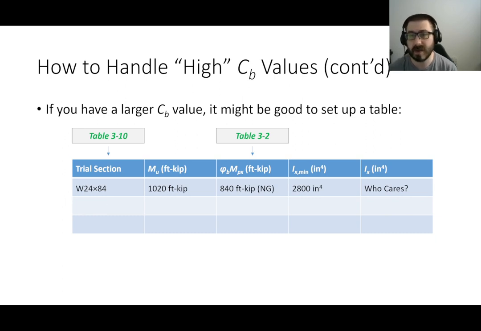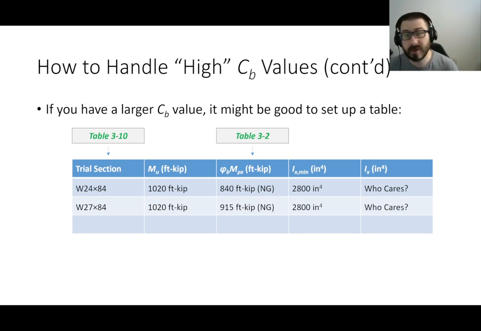So the next thing we would do is go to table 3-10 and trace up to the next section that we find, and the next section is a W27 by 84. Again, we're designing for a 1020 foot kip applied moment. Its plastic moment is 915 foot kips, so it's no good. And again, who cares about the moment of inertia if the section's no good?